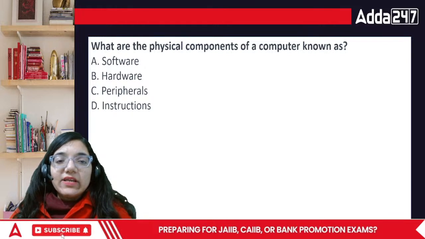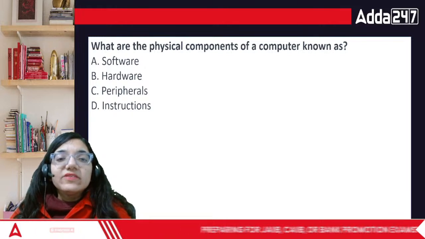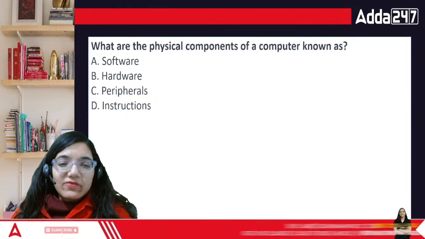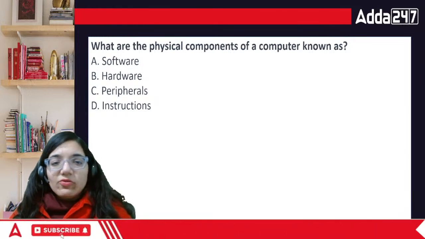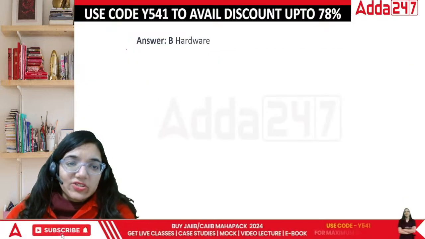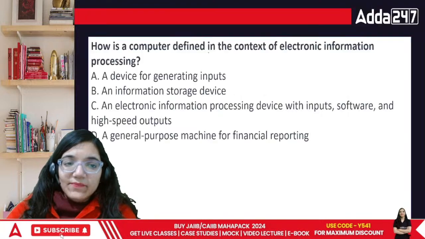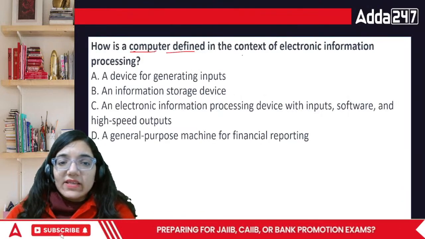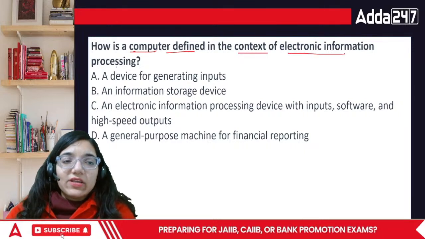Then, what are the physical components of a computer known as: software, hardware, peripherals, or instructions? When we talk about the area of physical components of computer, when we talk about the physical components, it's the hardware. The ones which can be touched is hardware.